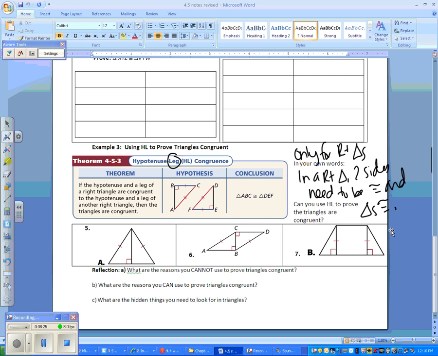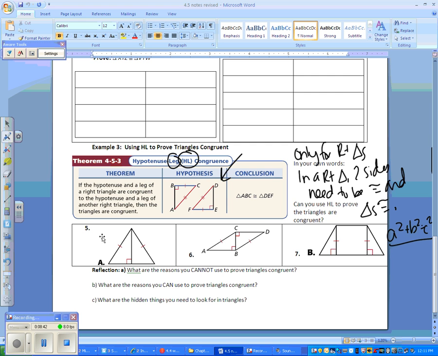And we'll talk more about how you can use the Pythagorean theorem, a squared plus b squared equals c squared, to prove this. And we'll talk about why it's called HL rather than using our S's and A's, because if you used A's and S's, you might spell a bad word. So that's why they use HL instead.